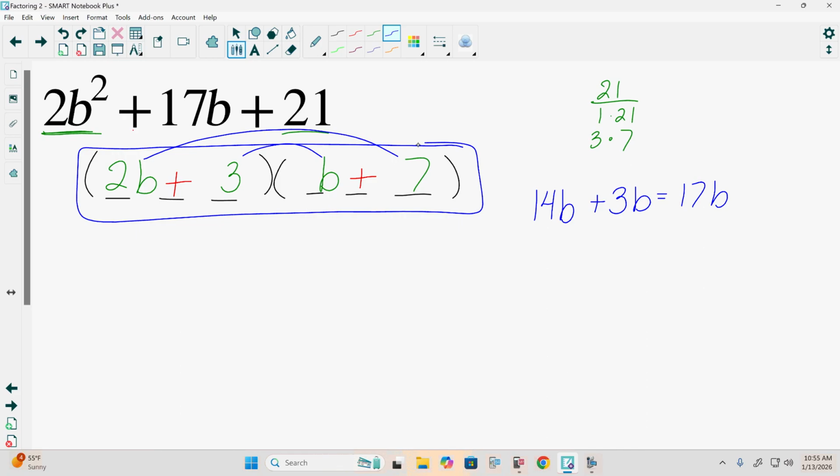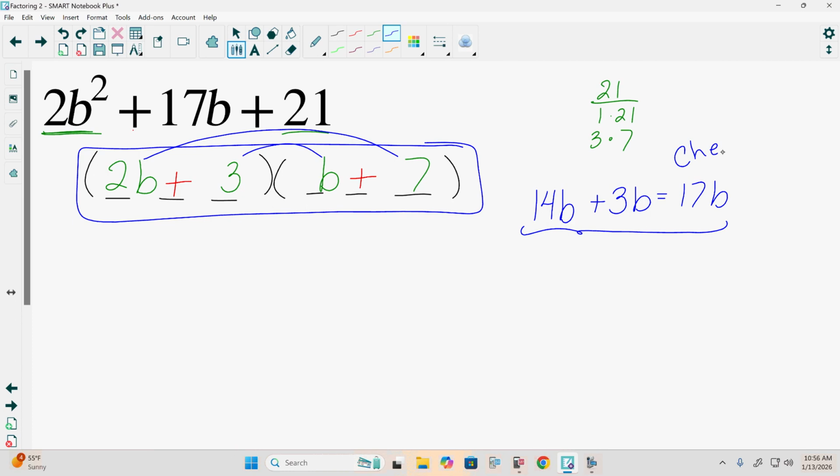So we're done. And just because we don't get the setup on the first try, that's not bad. We just need to switch the 3 and 7, try again. And if that doesn't work, then we would go to 1 and 21 and try it in both of its ways. Setups, fashions, questions. All right, so our answer for this is 2b plus 3 times b plus 7.